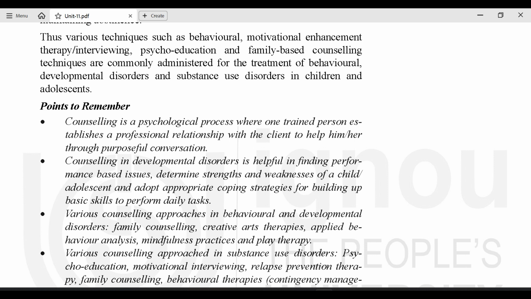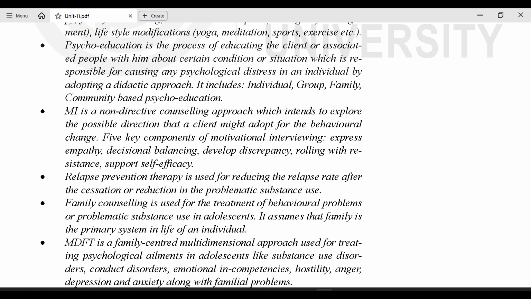Various counseling approaches in behavioral and developmental disorders: family counseling, creative arts therapies, applied behavior analysis, mindfulness practices and play therapy. Various counseling approaches in substance use disorders: psychoeducation, motivational interviewing, relapse prevention therapy, family counseling, behavioral therapies, contingency management, lifestyle modifications, yoga, meditation, sports, exercise, etc.